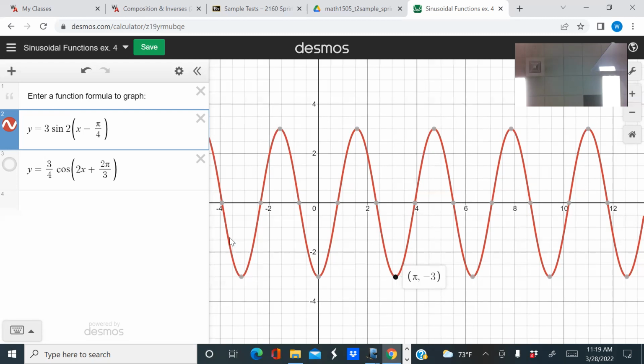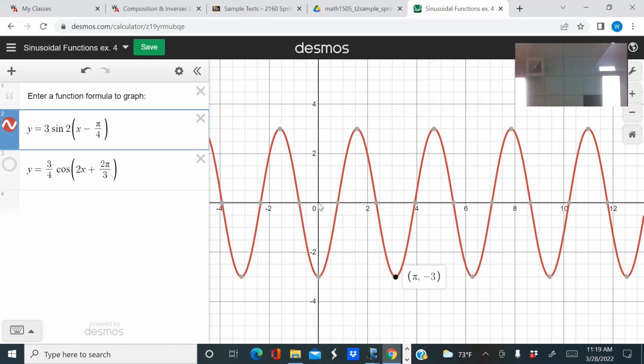Now, what's a little bit harder to see always is the phase shift, because when you're shifting sine curves or cosine curves to the left or right, that's hard to see sometimes, because sine curves and cosine curves are periodic, right? You just get copies of the same curve, the same piece of the curve over and over again. So the phase shifts sometimes are hard to recognize.